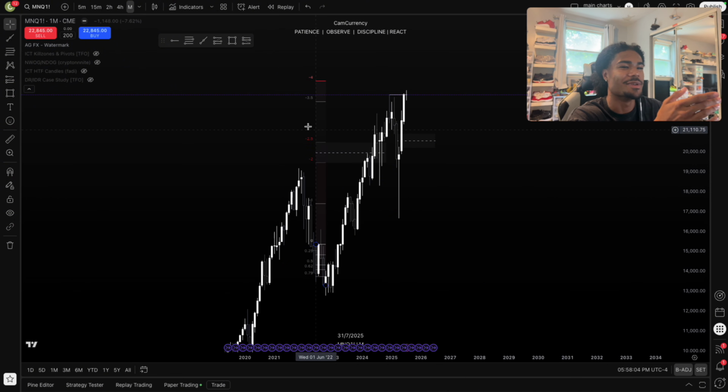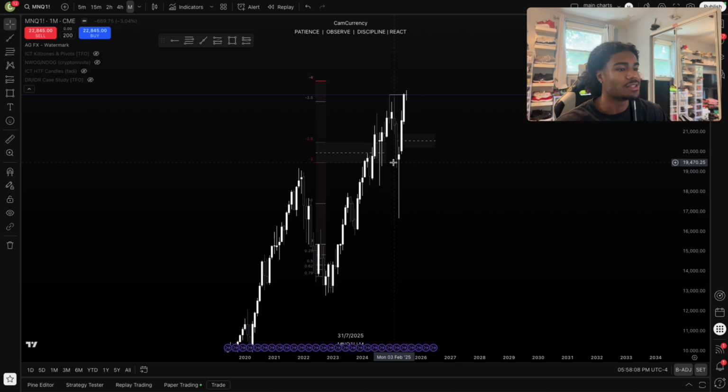You can also measure out 2 to 2.5 from manipulation wicks, dojis to be exact. And this is a perfect example of it.